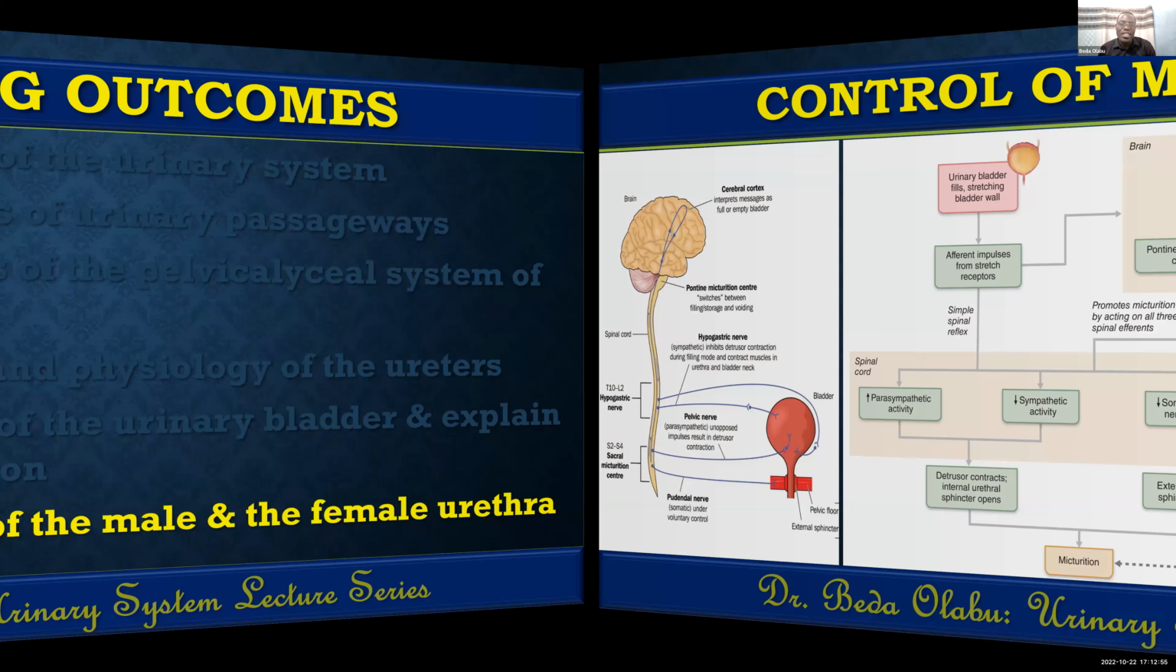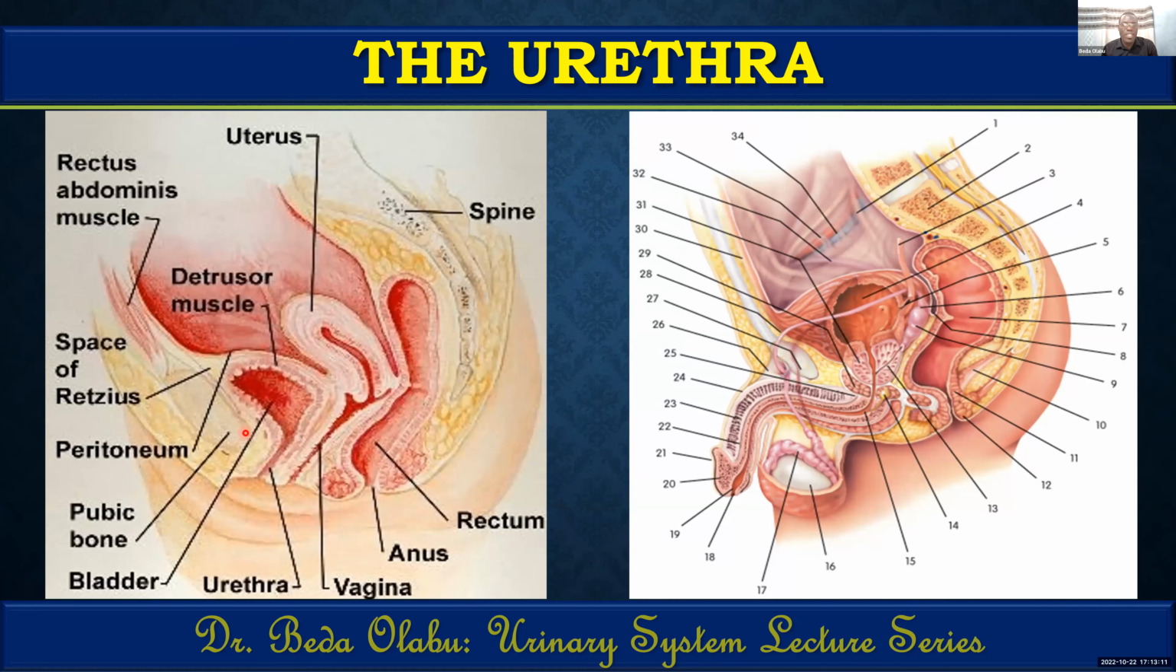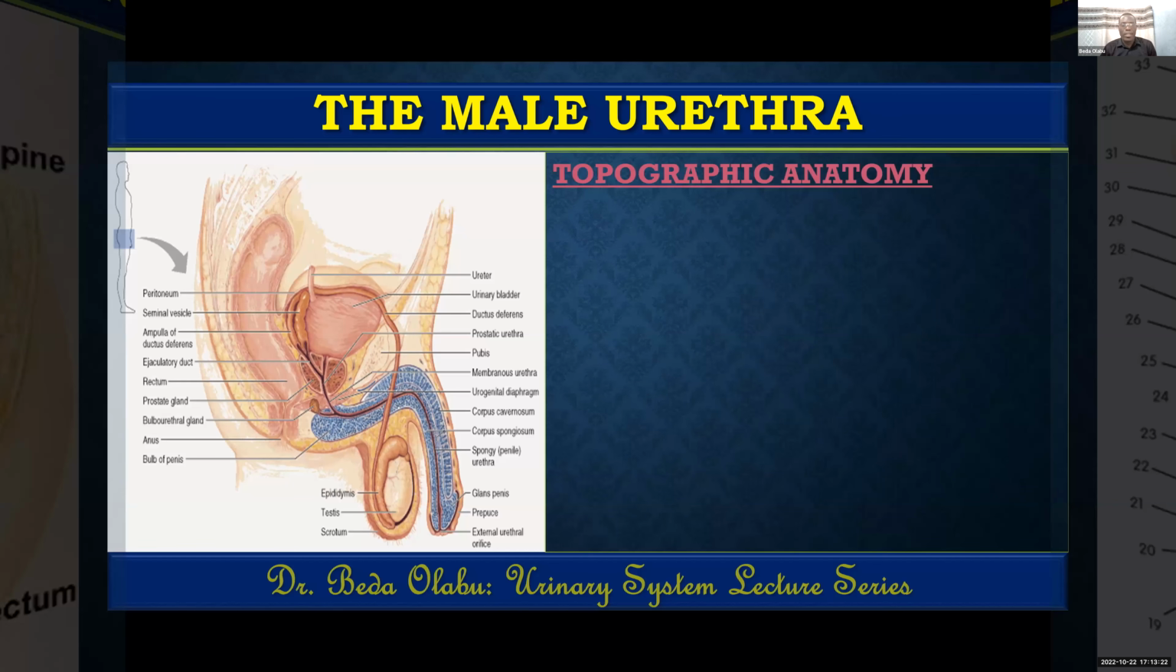Great. So that is the urinary bladder and physiology of micturition. We can now finish with the anatomy of the urethra. We'll talk about the male urethra as well as the female urethra. This is how the female urethra looks in the left image, and this is how the male urethra looks in the right image. Let's begin by talking about the male urethra.